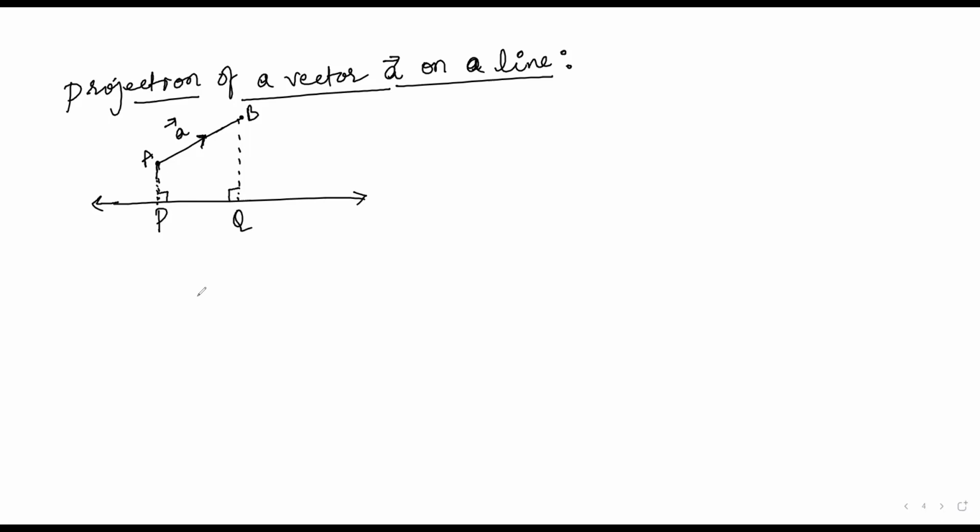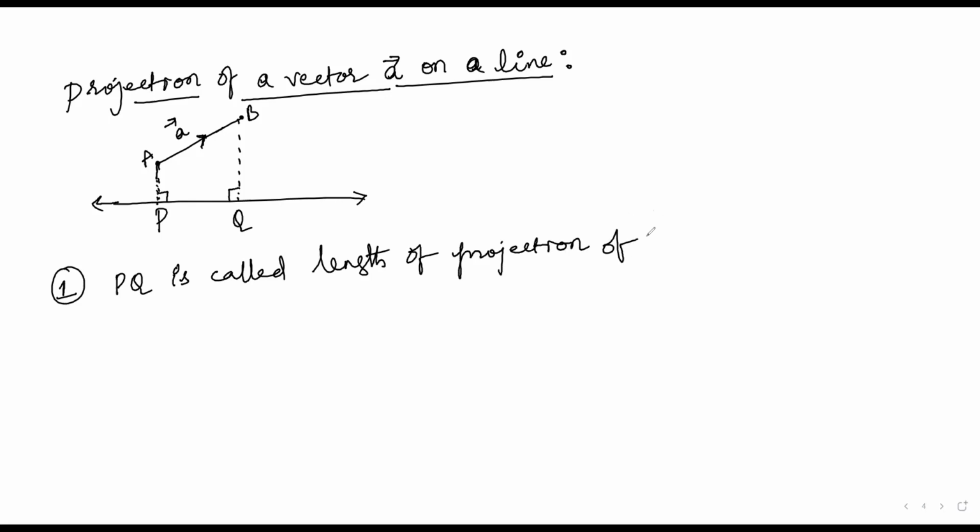Number 1. If you draw perpendiculars from the initial point and terminal point of a vector on the line, and if these perpendiculars intersect the line at P and Q, PQ is called, you know what this is called? Length of projection of vector A bar. This is what is called projection. Generally, projection means length of projection only. Nothing is mentioned means projection means length of projection.